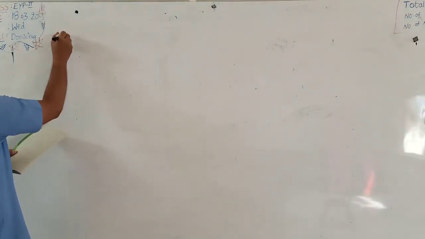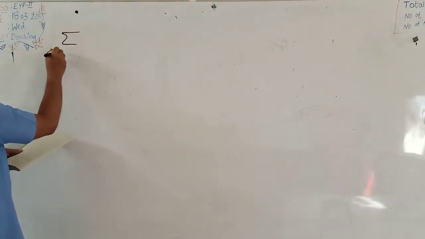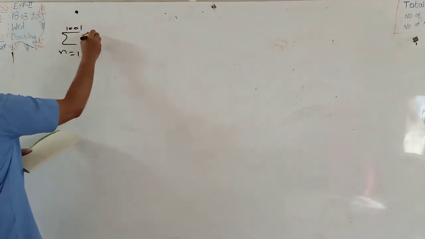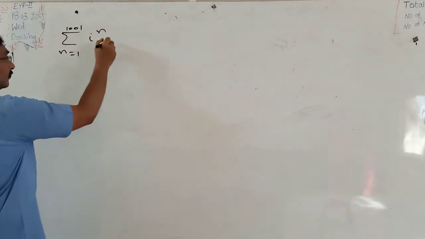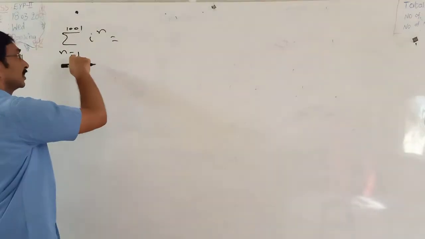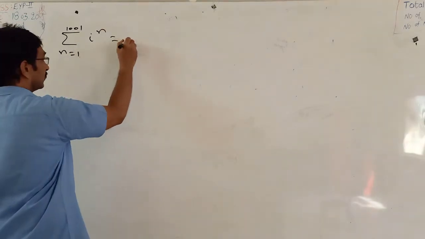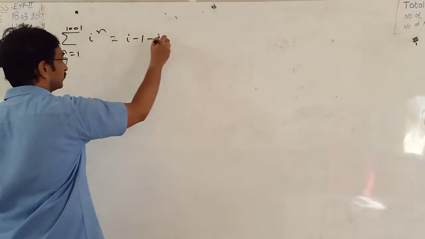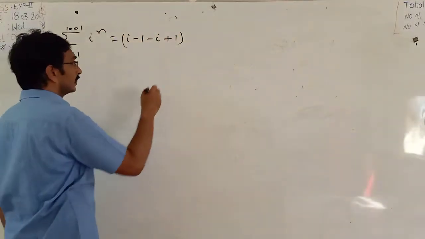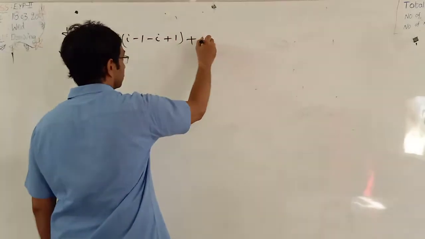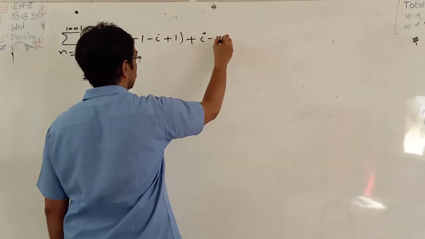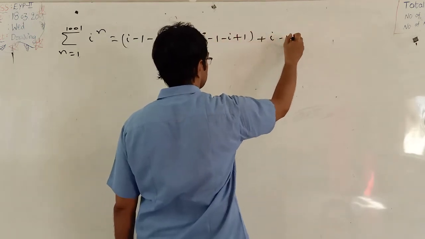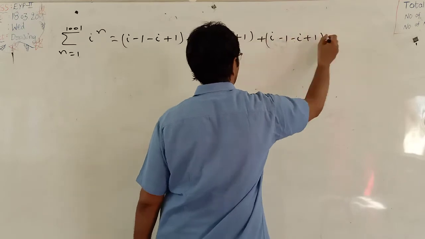See the problem: sigma n equal to 1 to 1001 i power n. By opening the sigma, when n is 1, i; when n is 2, minus 1; when n is 3, minus i; when n is 4, plus 1; then the same values repeat: i, minus 1, minus i, plus 1, i, minus 1, minus i, plus 1, and so on.